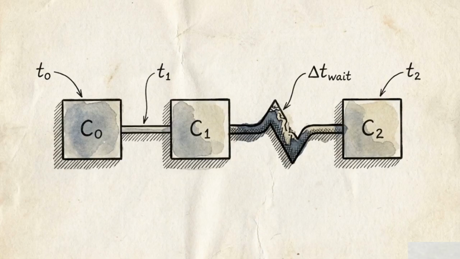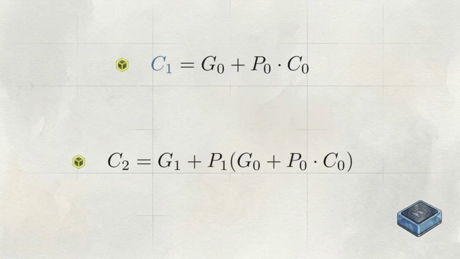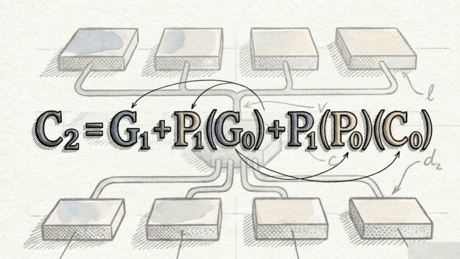When we step up to calculate C2, we hit a roadblock. The formula is G1 plus P1 and C1. Written this way, the equation still waits on C1 to be calculated first. But we already know exactly what C1 is. We take the entire formula we just derived for C1 and swap it in for the C1 variable inside the C2 equation. Distribute the variables across the parentheses, and the equation expands. C2 is now calculated using G, P, and the immediate starting carry, C0. It no longer relies on the result of C1.